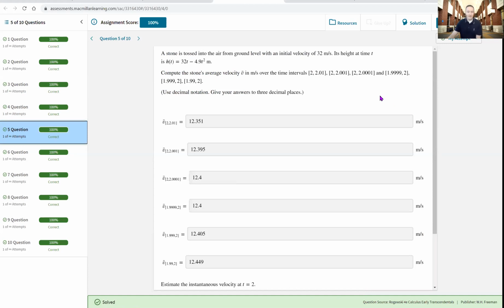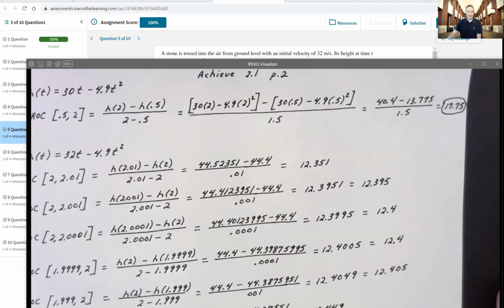Now, number 5 is considerably longer, probably the longest problem in this section. It's still looking at that vertical position function with height. This time, my initial velocity was 32 meters per second, so my function h of t is 32t minus 4.9t squared. We're trying to estimate the stone's average velocity at a whole bunch of different values, with the end goal of finding the instantaneous velocity at 2. Let me go ahead and maximize this screen.